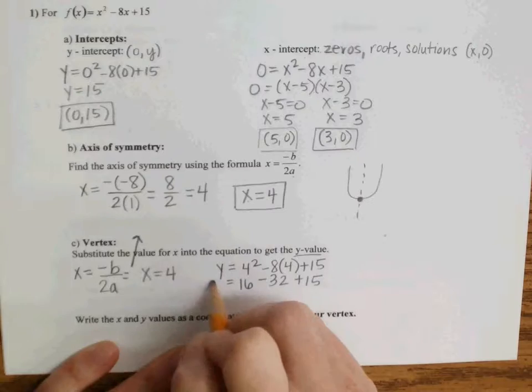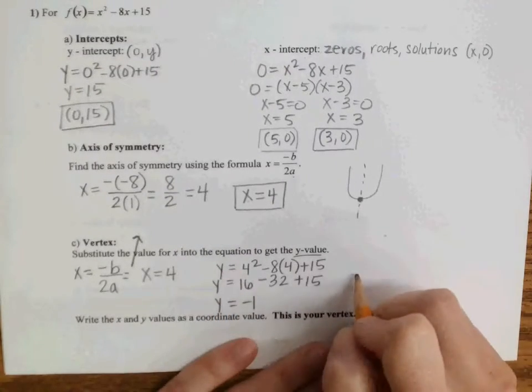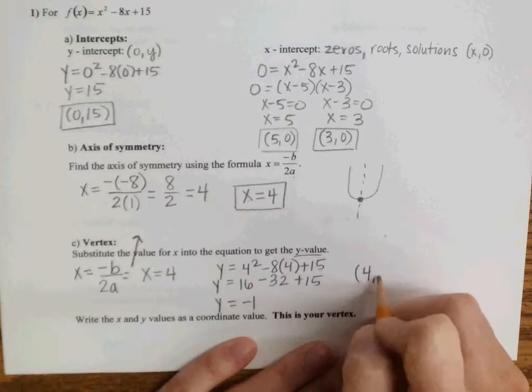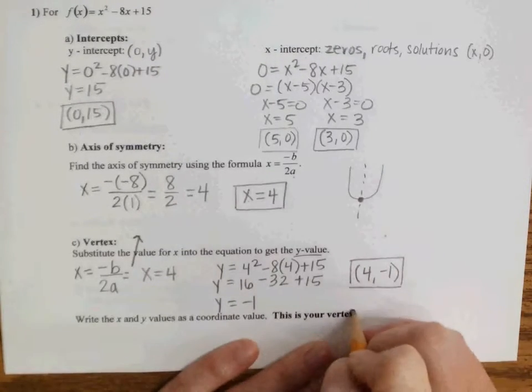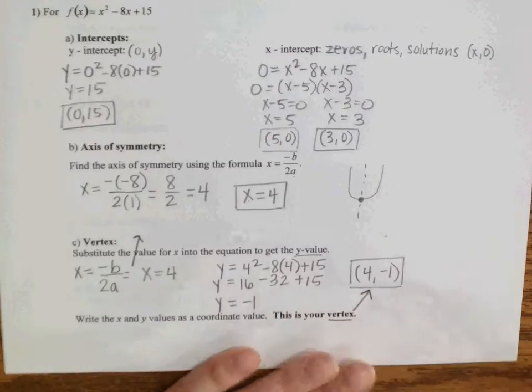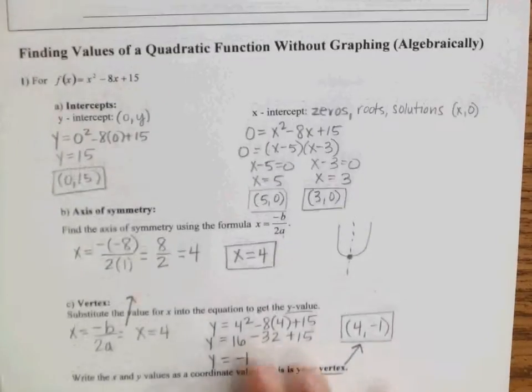When we simplify this, y equals -1. We're going to write this as an ordered pair: (4, -1). This is my vertex. Okay. Let's go ahead and flip the page.